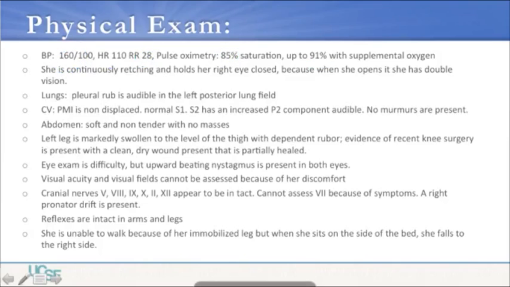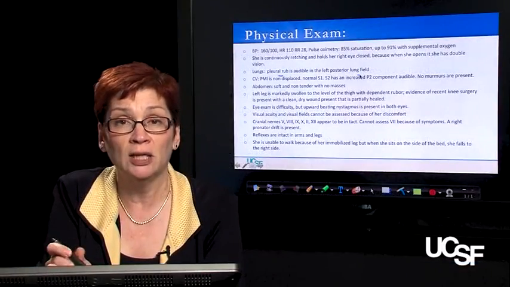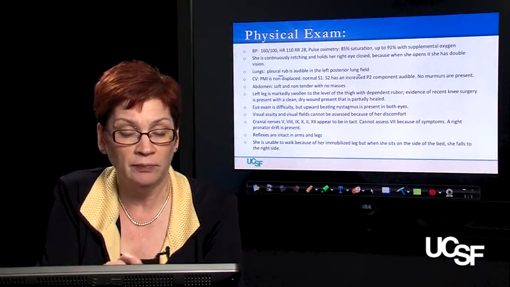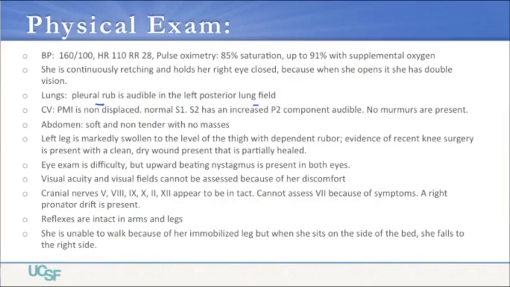She is incredibly uncomfortable, continuously vomiting, and she's holding her right eye closed because she said when she opens it, she has double vision. In her lung exam, we hear a pleural rub in the left posterior lung field. Interestingly, that correlated right at the area of chest pain that she had when she presented. Her cardiovascular exam shows a non-displaced point of maximal impulse and normal heart sounds, except that her S2 has an increased pulmonic component, and there are no murmurs present.